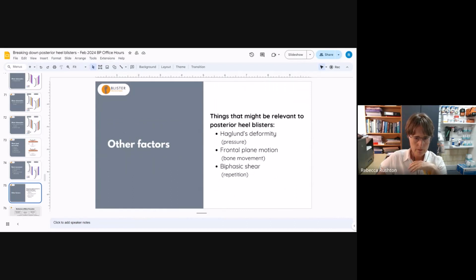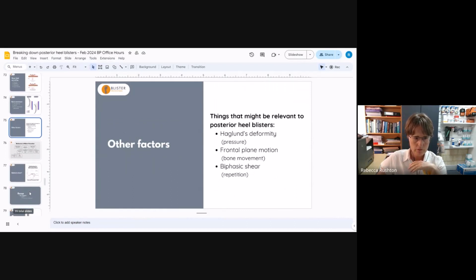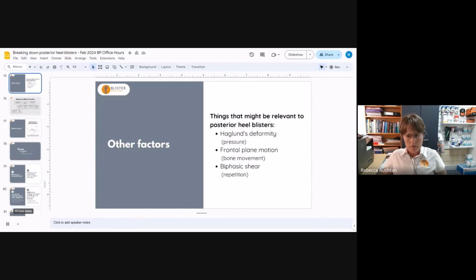And to finish off with, there are another couple of factors that we should consider. Obviously, Haglund's deformity, because there's more pressure. Perhaps frontal plane motion of the calcaneus is relevant. I don't know. I can't say I've noticed a correlation. And also the question of whether it's a biphasic shear. So is the shear event that occurs at the posterior heel unidirectional in that it only is significant at heel strike, or is it bidirectional? Have we got a biphasic shear event at the posterior heel? And does that explain why posterior heel blisters are relatively common?